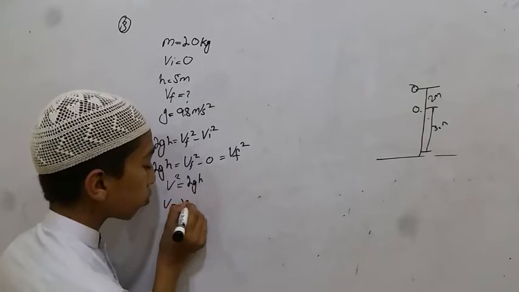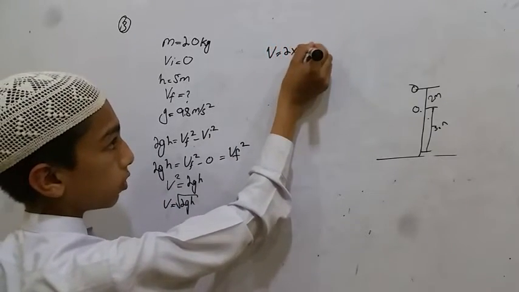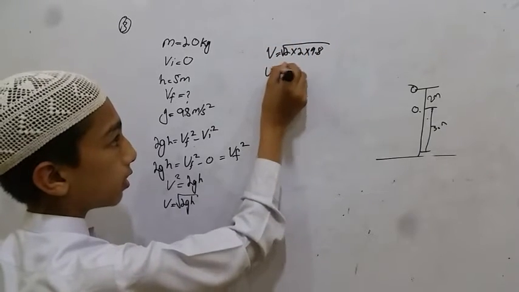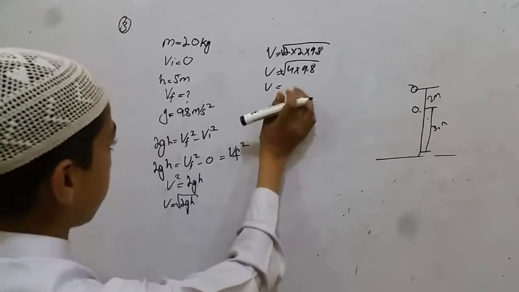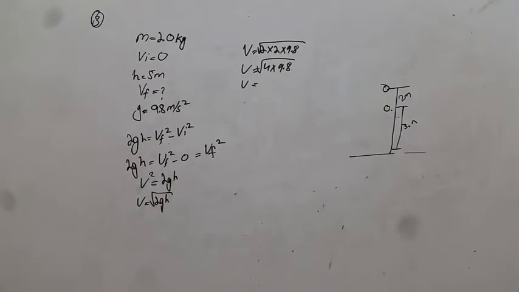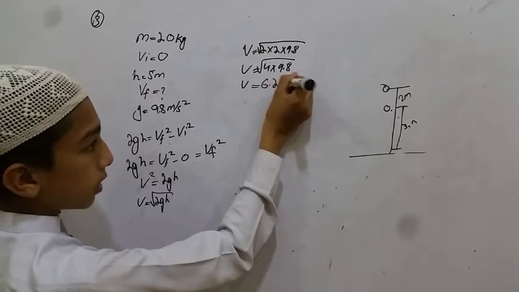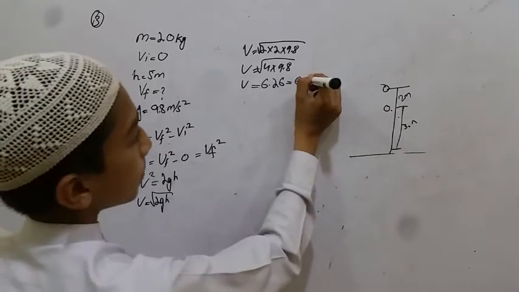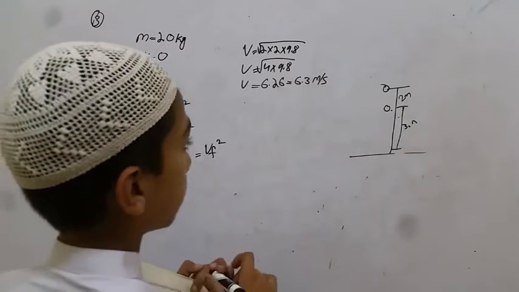So v is equal to square root of 2gh. So v is equal to square root of 2 into height 2 into 9.8. So v is equal to square root of 4 into 9.8. So v is equal to 6.26, which is 6.3 meter per second. This is the velocity of the object 3 meters above the ground.